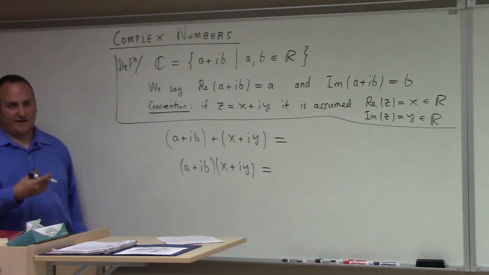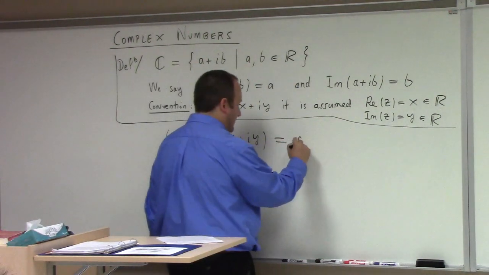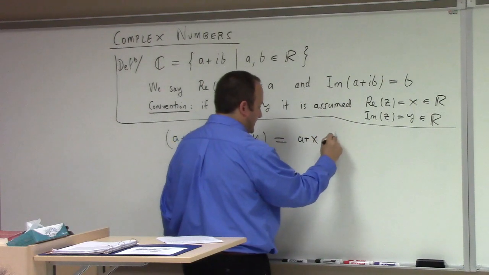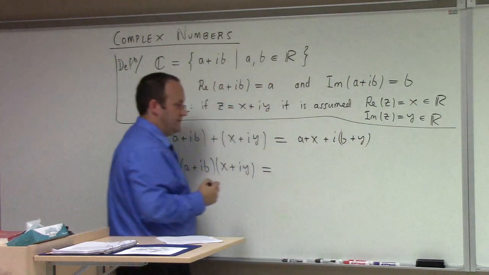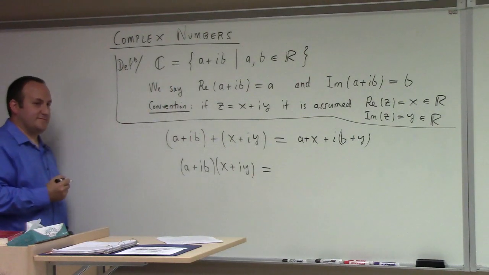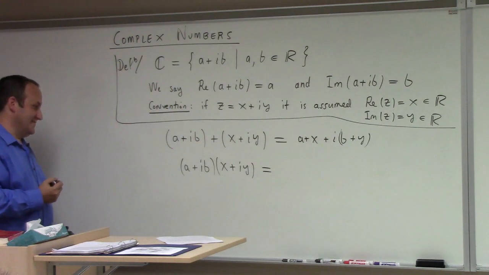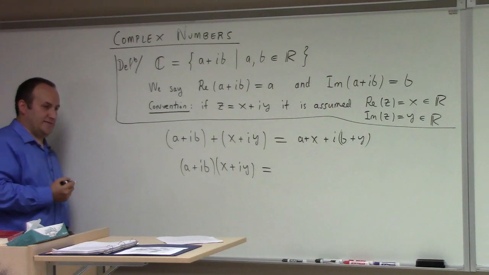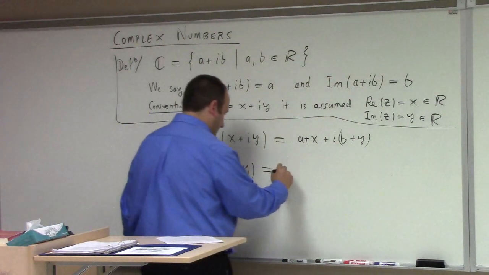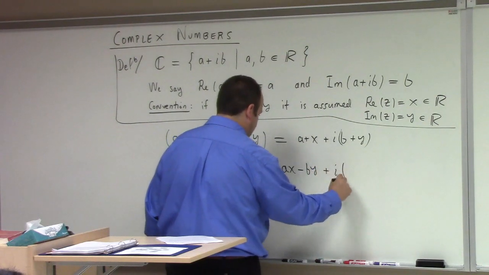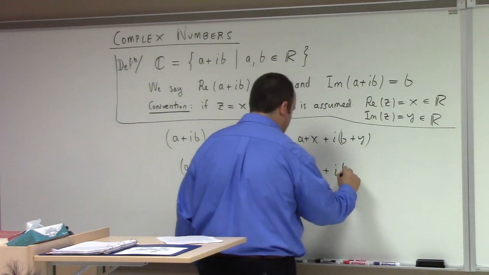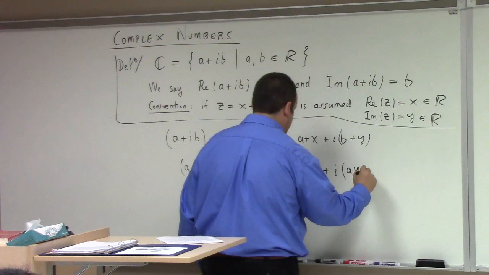To add, we just add real parts. I mean, nothing surprising here: a plus x plus i times b plus y. Now, multiplication is a little bit more exciting, because this gives us ax minus by plus i times ay plus bx.